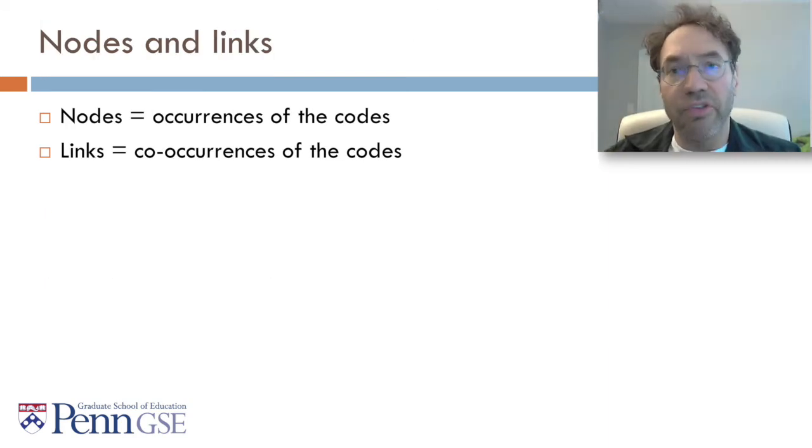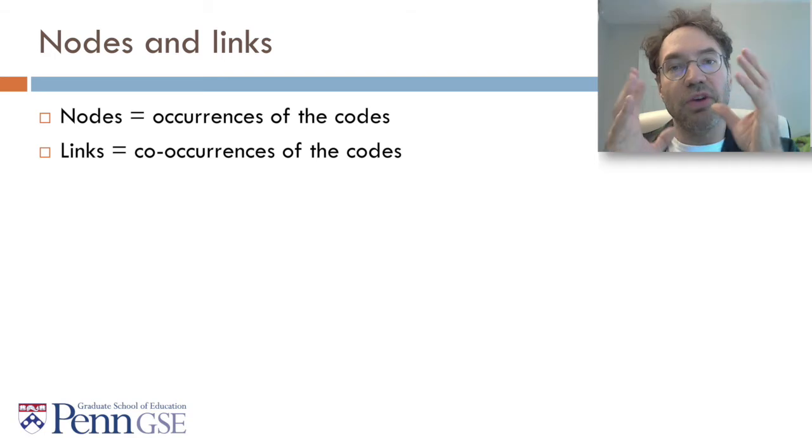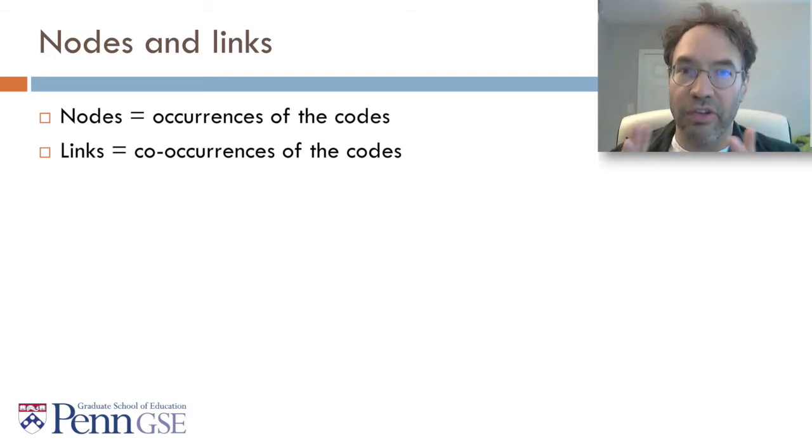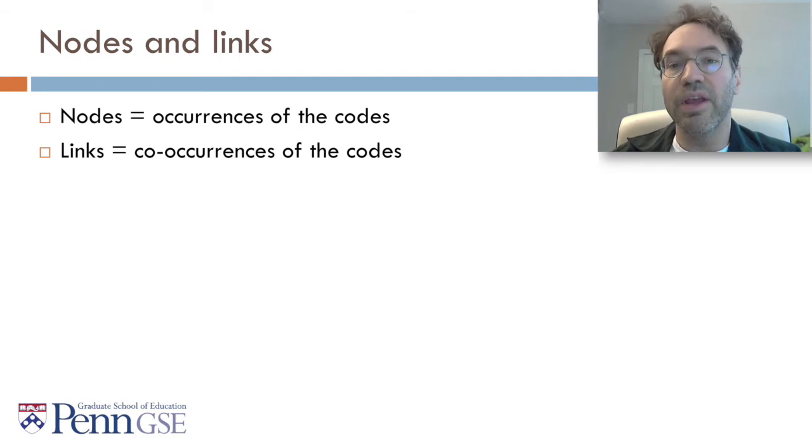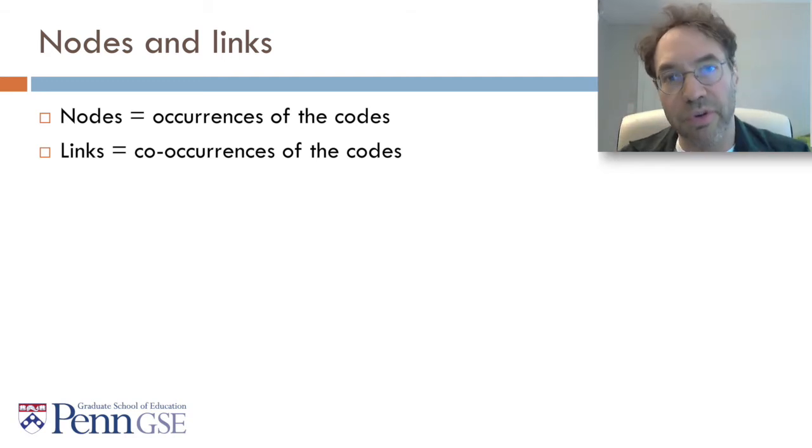Epistemic network analysis is basically a form of network analysis, and as we talked about in the last lecture, in network analysis you have a group of nodes and a group of links. With an epistemic network analysis, nodes are occurrences of the codes that you're interested in, and I'll give a couple examples of that in a minute, and links are co-occurrences between the codes.